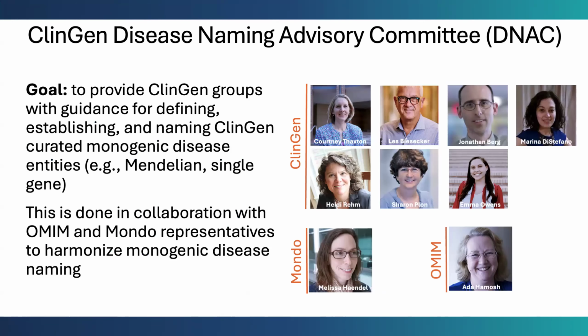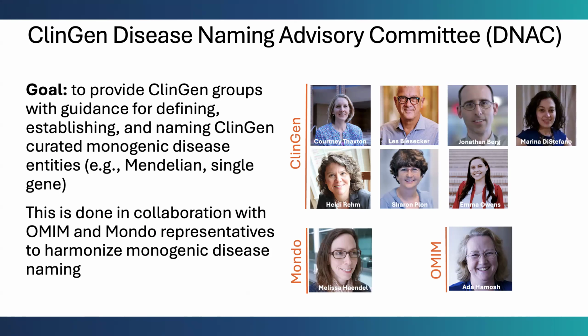Well, because of that, we had a disease naming advisory committee that started. Part of the lumping and splitting working group, we have slightly different membership, but they came together really to help define and provide guidance for how you would establish and name ClinGen curated monogenic disease entities based on the process of pre-curation and lumping and splitting that we had introduced as part of our gene curation workflow.